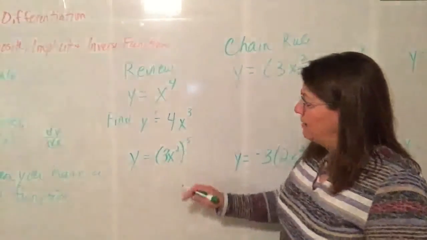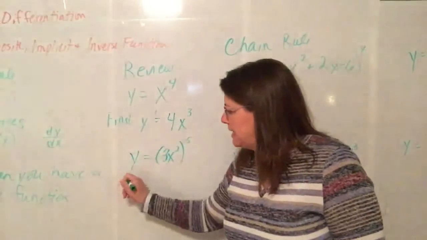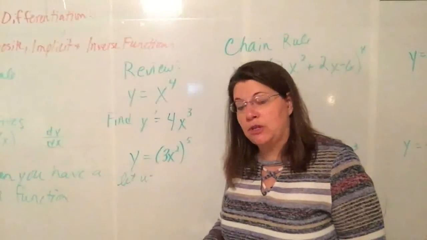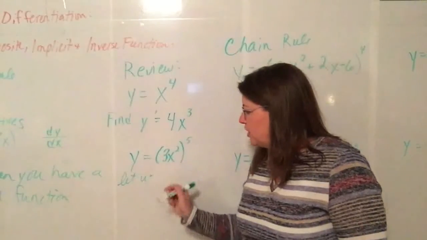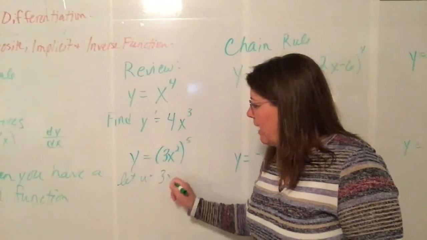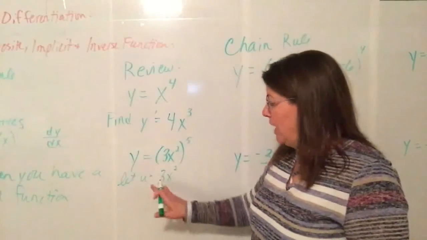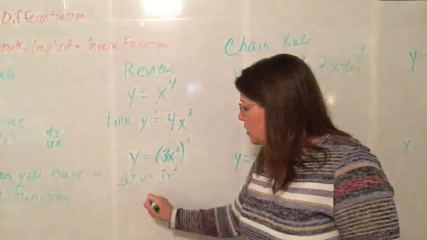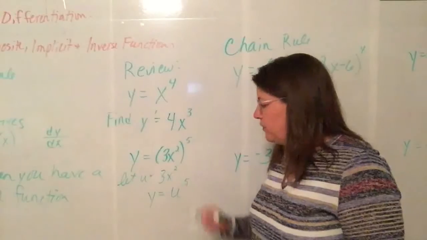So if I make this U substitution, I'm going to let U equal the inside function, because this is a function within this whole function. So the inside function is the 3x squared. I'm going to let 3x squared be my u, and then everywhere I have a 3x squared, I'm going to replace it with u. So if I do that, I have y equals u to the 5th.